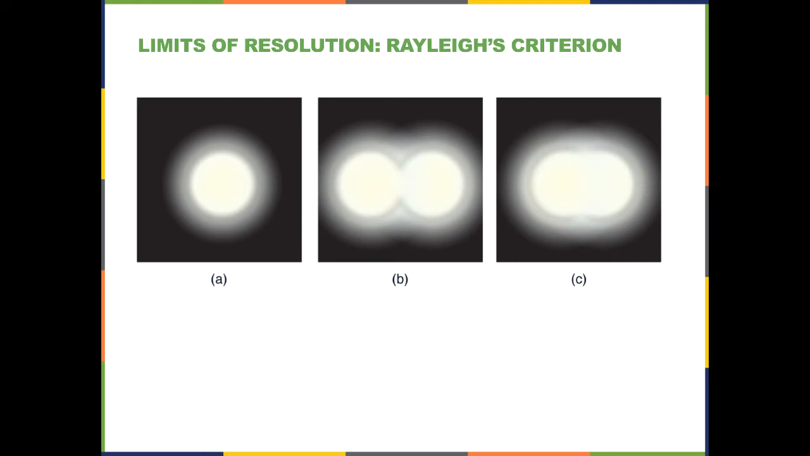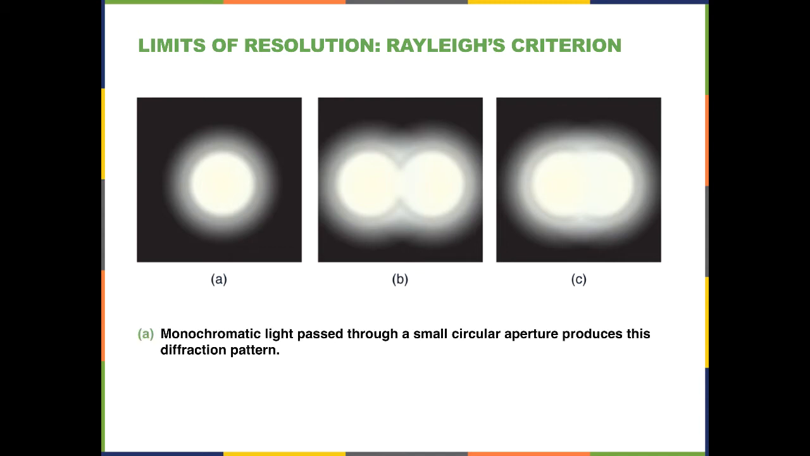Now we're going to talk about something called the limits of resolution and look at something that has been termed Rayleigh's criterion. So when we look at two lights, you have a monochromatic light passing through a small aperture, and it shows this diffraction pattern. You can see the central bright maximum, and then the pattern that goes outside of that. So this is the light passing through a hole, and the diffraction that occurs.